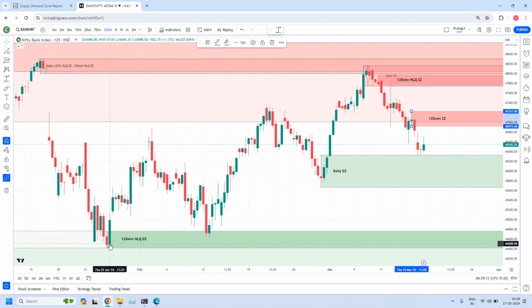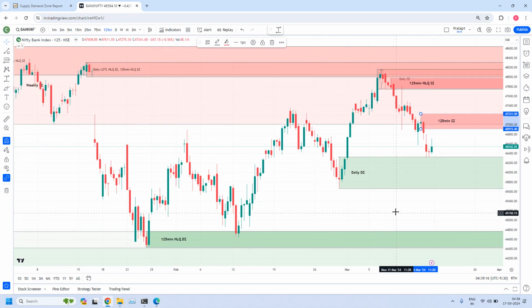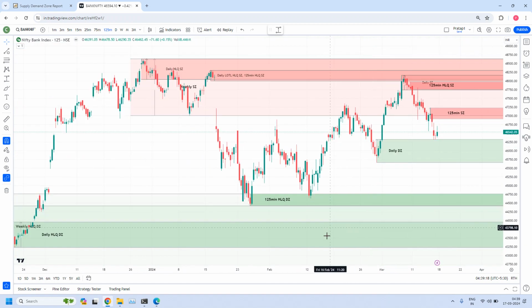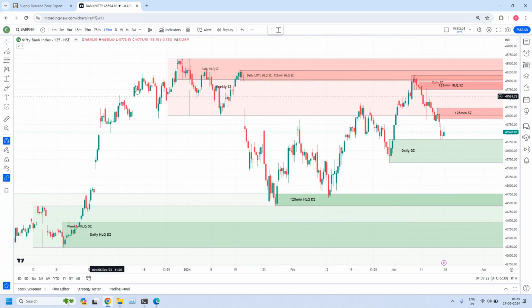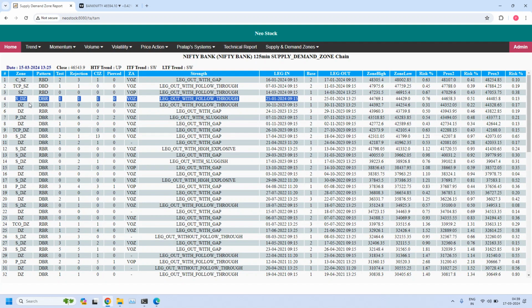Oh, we have already drawn this, right? Okay, we have already drawn this. In case this is violated, what is the next level? This is another high liquidity demand zone.